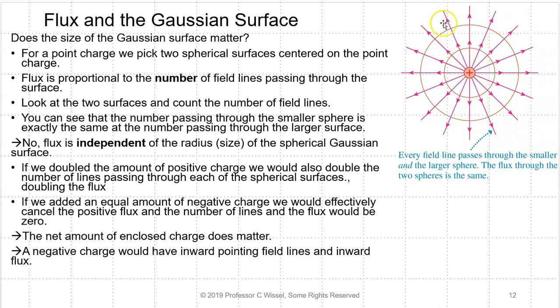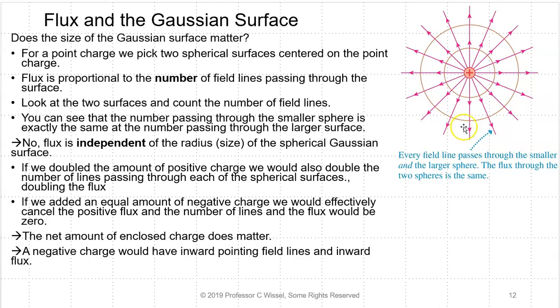If you look at the surfaces here, you can see that every field line that goes through this one also goes through that one. So the total number of field lines going through the inner surface is exactly the same as the total number going through the outer surface. So this means that the flux is independent of the radius or size of the spherical Gaussian surface.